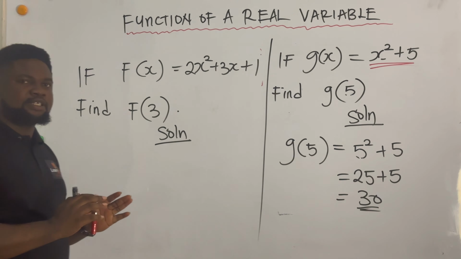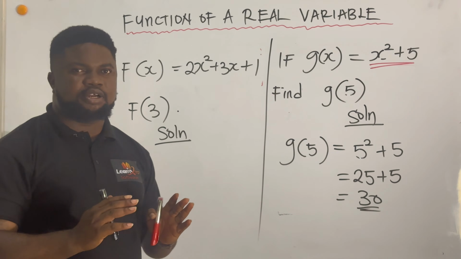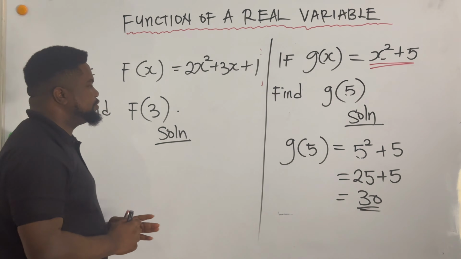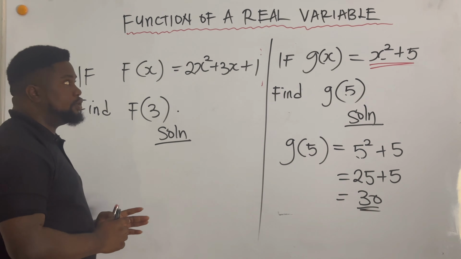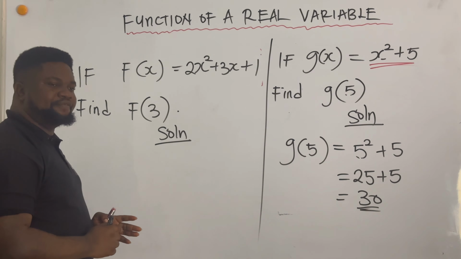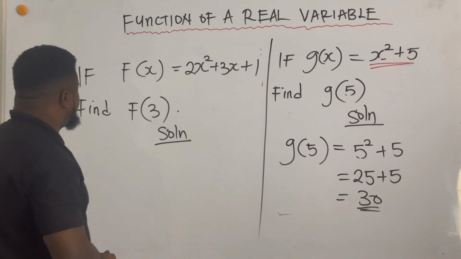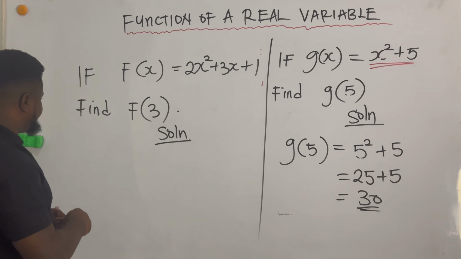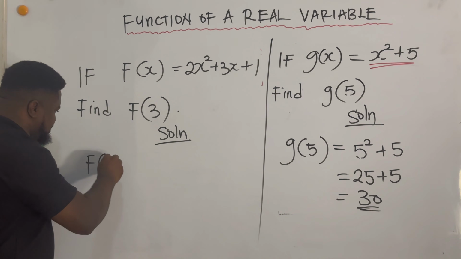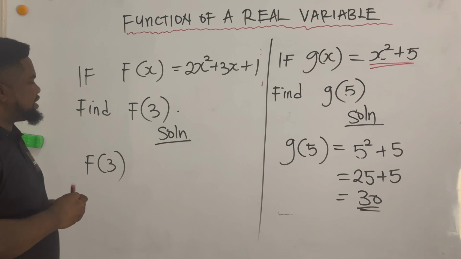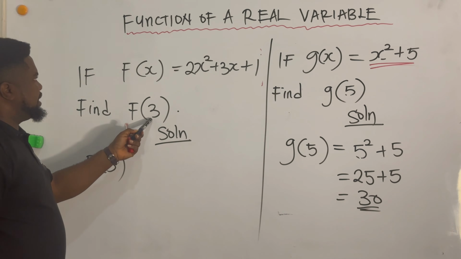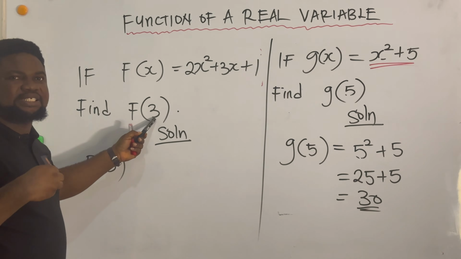This is elementary calculus. Function of a real variable. We are dealing with real numbers. Now, f of 3 here means, it's simple. It means that our input is 3. I will ask to find the output.